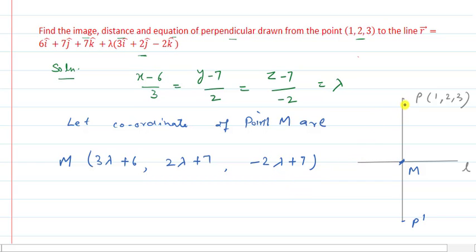Now as we know that the coordinates of P are given to us and M we have calculated in terms of lambda. So we can calculate the direction ratios of line PM by using x2 minus x1, y2 minus y1 and z2 minus z1. So let me write over here, direction ratios of PM are.